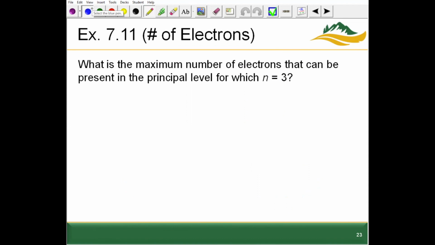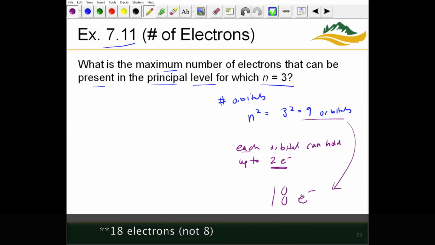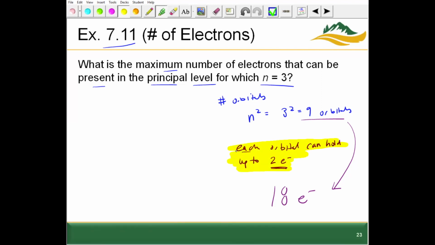Let's try this example. So example 7.11, what is the maximum number of electrons that can be present in the principal level for which n is equal to 3? Well, to find the number of orbitals, we tried that. That is n squared. So 3 squared is 9. That is 9 possible orbitals. Then each orbital can hold up to 2 electrons. So in the 9 orbitals, this is up to possibly 18 electrons. This is a standard fact here that each orbital can hold up to 2 electrons. We saw that previously. Just keep this guideline in mind.